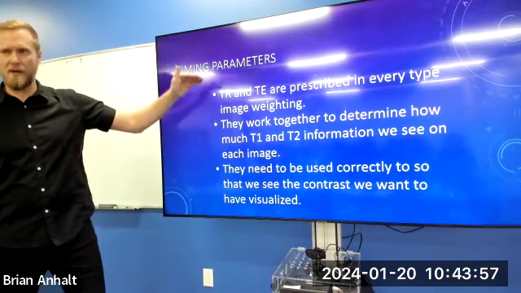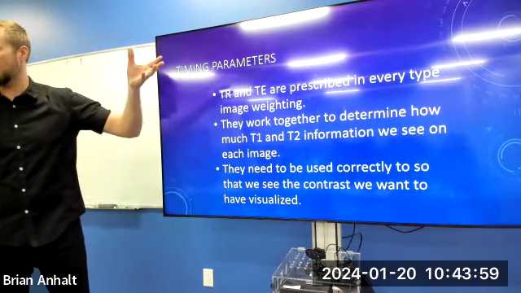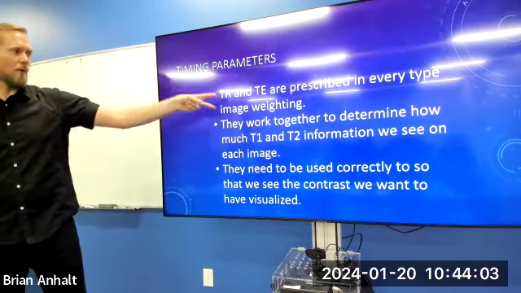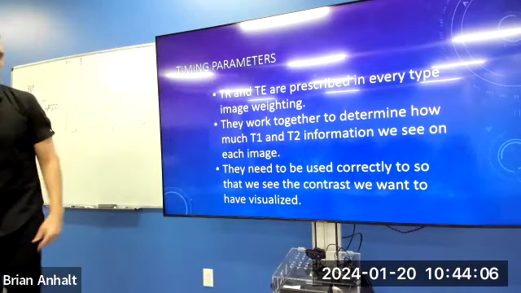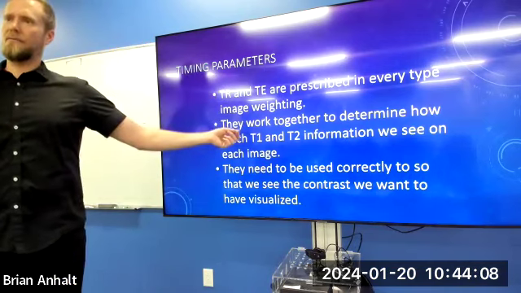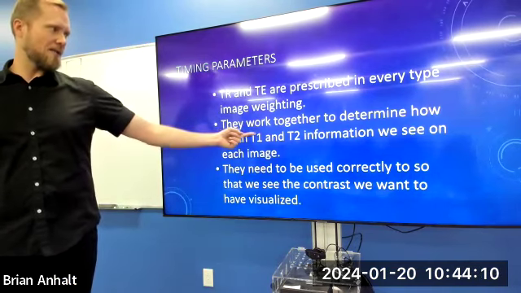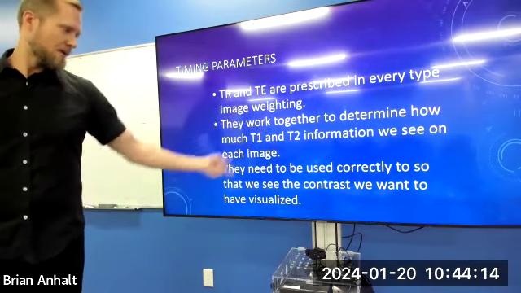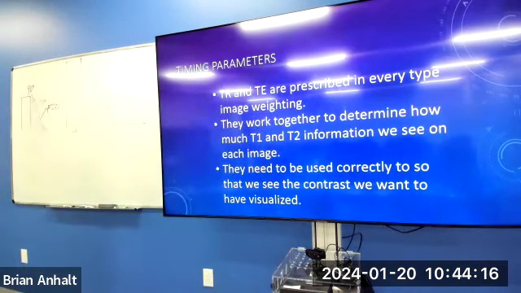Just understand that TR and TE are prescribed in every contrast weighting: proton density, T2 and T1. We're always going to prescribe a TR and TE. They just have to work together. And we know now our TR controls T1, TE controls T2 information, and we need to use them together so that we can see the contrast we want to be visualized on the actual image.